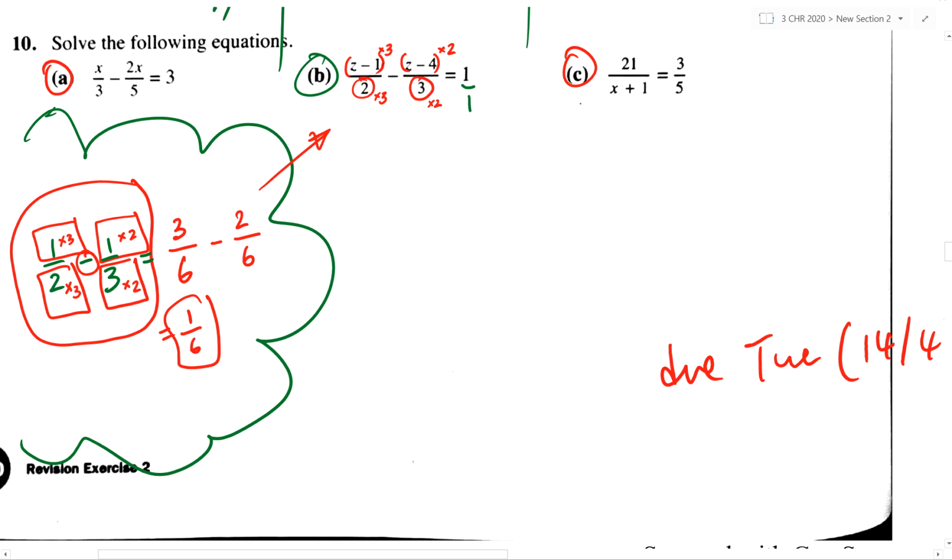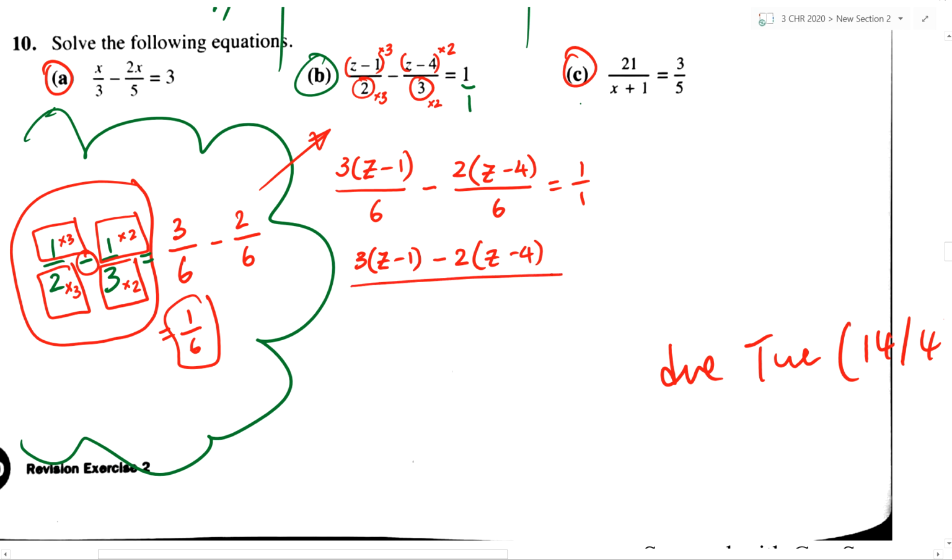For the first fraction, 3 times of z minus 1 over 2 times 3 is 6 minus 2 times of z minus 4 over 6. This is equal to 1 over 1. Now I can combine these two fractions because they have the same denominator. So we end up with 3 times of z minus 1 minus 2 times of z minus 4. I have not expanded yet. This is over 6, and this gives me 1 over 1. Now is the time for me to expand.